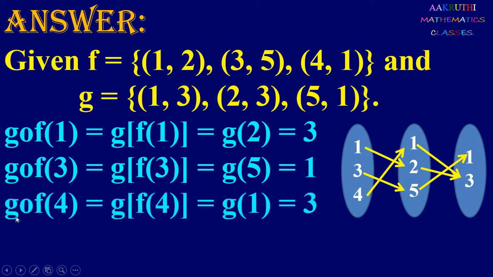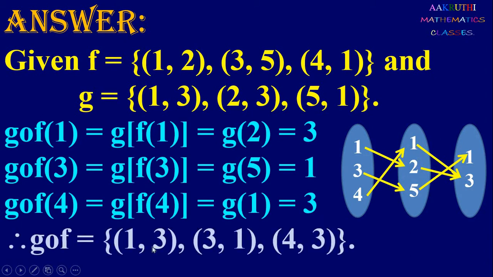So next we find g composite f of 4, and g composite f of 4 is g of f of 4. Now 4 related to 1 under the function f, so therefore g of f of 4 is g of 1. And 1 related to 3 under the function g, so therefore g of 1 is 3. Therefore g composite f of 4 is 3. So therefore we write g composite f is (1, 3), that is 1 related to 3, and (3, 1), that is 3 related to 1, and (4, 3), that is 4 related to 3. Therefore g composite f is {(1, 3), (3, 1), (4, 3)}.